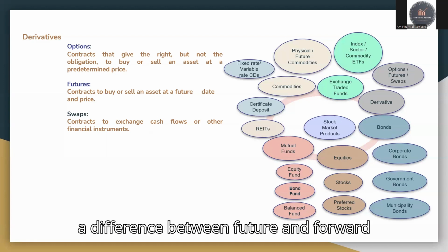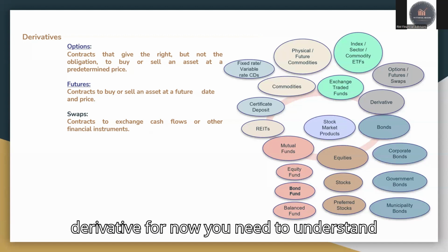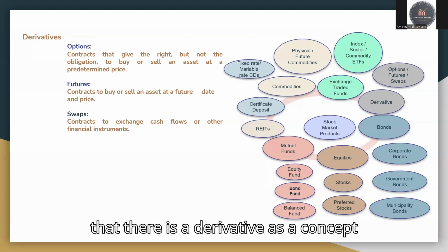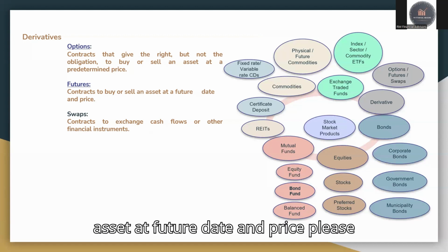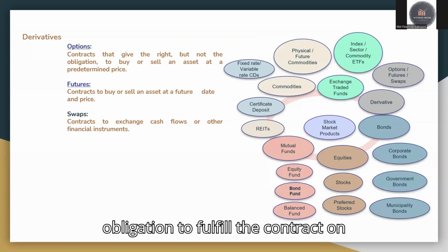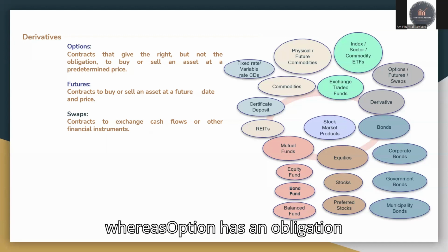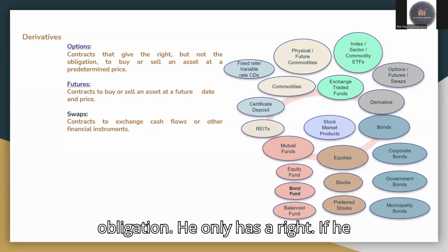There is a difference between future and forward also. We'll discuss that when we go to derivatives. For now, you need to understand the concept: a derivative is a contract to buy and sell an asset at a future date and price. Please note, a future has an obligation to fulfill the contract on both parties, buyer and seller, whereas an option has an obligation on the seller to fulfill the contract, but the buyer has no obligation. He only has a right.